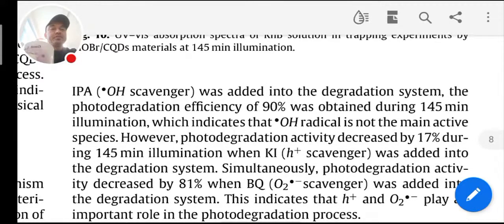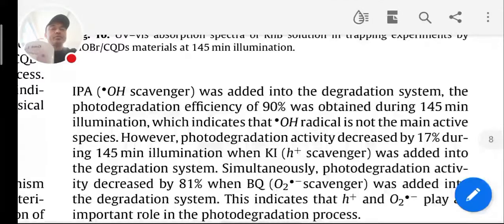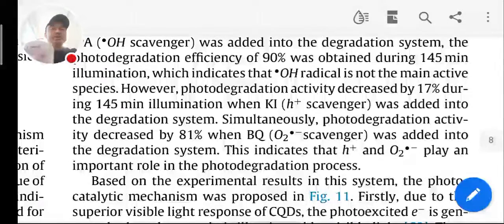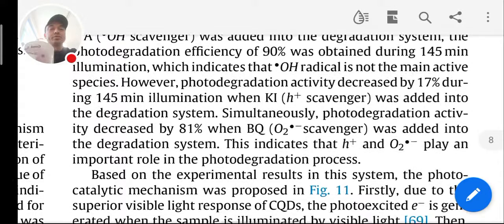However, the photodegradation activity decreased to 70% during the 145 minutes of illumination when potassium iodide, the H plus scavenger, was added into the degradation system. Simultaneously, the photodegradation activity decreased by 81% when BQ, the O2 minus, superoxide scavenger, was added to the degradation system. It indicates H plus and O2 minus play an important role in the photodegradation process.